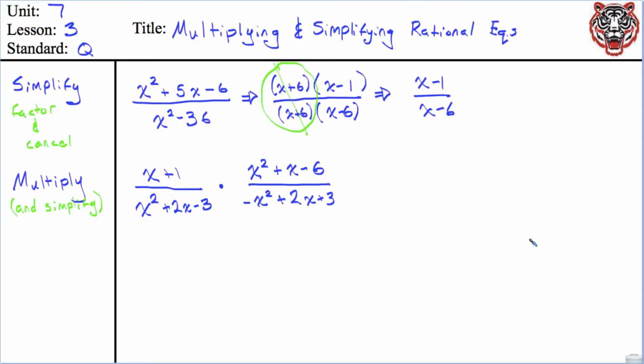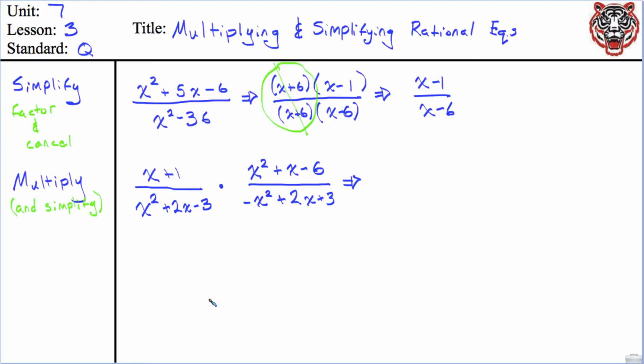So when I say multiply on the instructions on the test, it usually means multiply and simplify. It rarely means don't simplify. So you can always assume this, and if I say otherwise, then I'll explicitly say that. All right, so how do I do this? What do you guys think? Just like normally multiplying fractions?